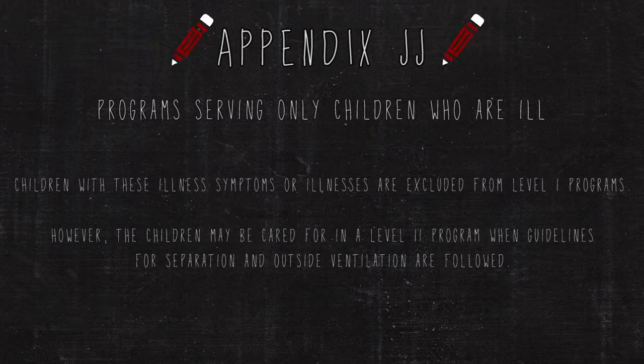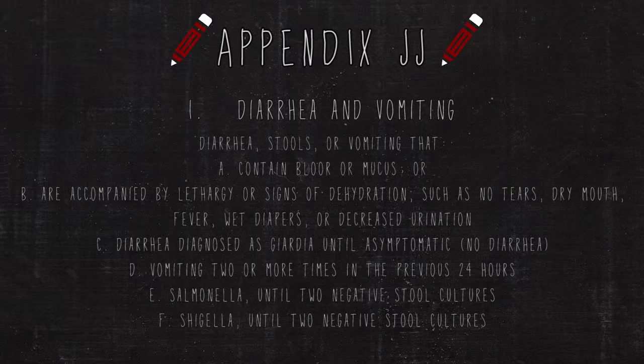Programs serving children who are ill. Children with these illness symptoms or illnesses are excluded from Level 1 programs. However, the children may be cared for in a Level 2 program when guidelines for separation and outside ventilation are followed. 1, diarrhea and vomiting.